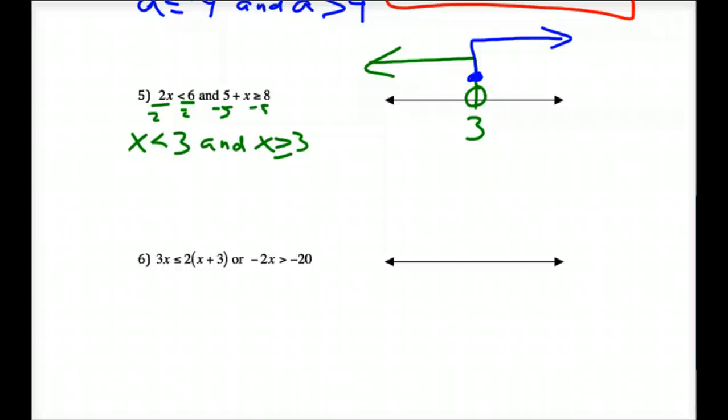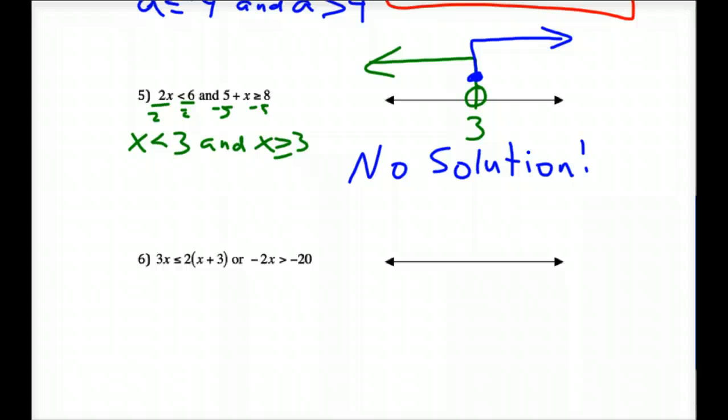So, what do you think, guys? Any overlap here? No. What do we write? No solution. Why is there no solution? Because there's no overlap. If you look at them, do you ever see anything overlapping between the green and the blue? No. I thought it was right on the number 3, but the open circle green, that's not included there.